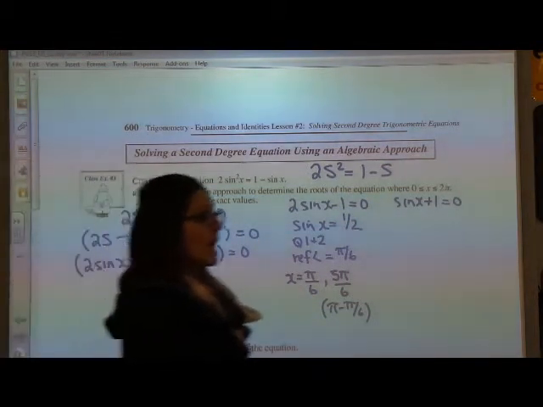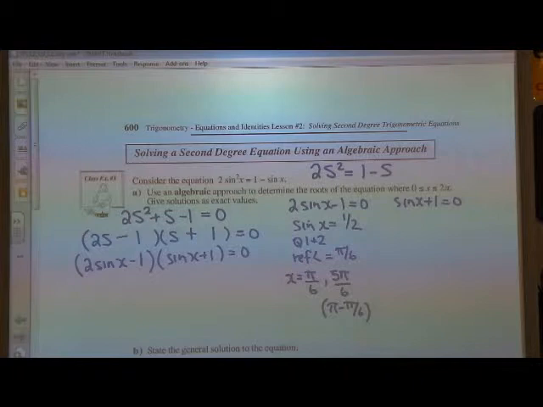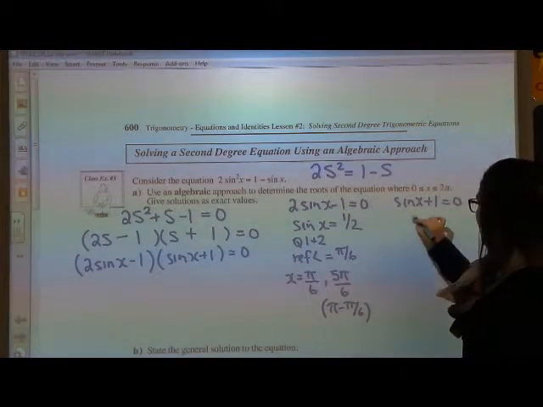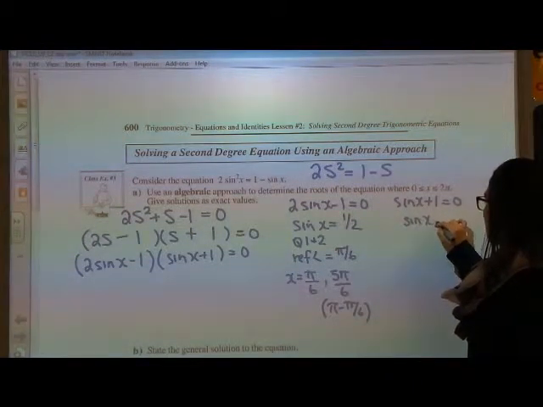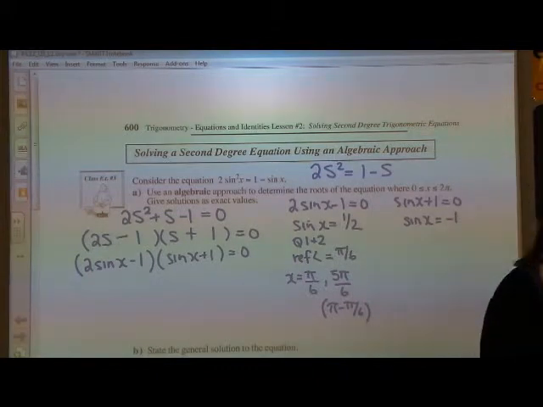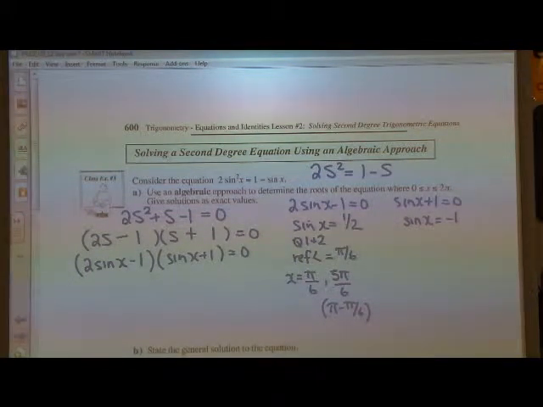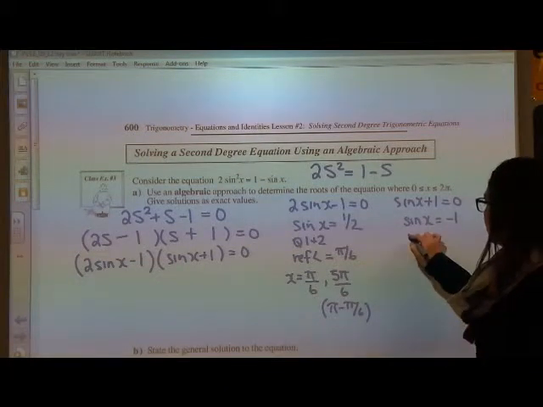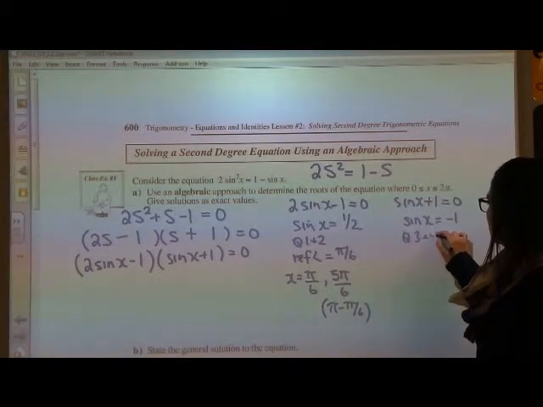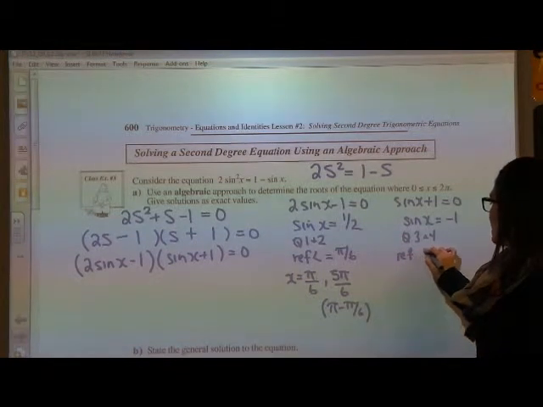And then if I look at the next factor, sine x plus 1 equals 0. Again, I isolate sine x, and I get sine x equals -1. So what quadrants is sine negative? 3 and 4. So then I find my reference angle.